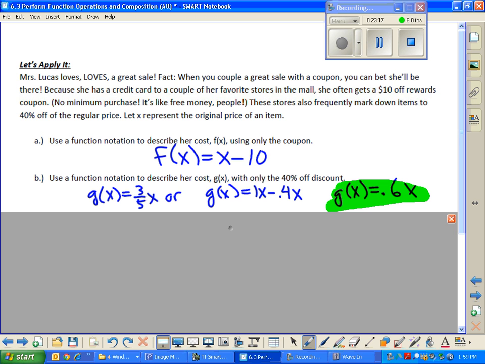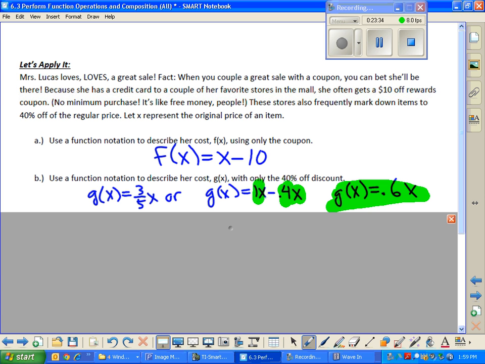Also, I think Emily was using this approach. She thought, well, I'm going to pay x originally, and then I'm going to take off 40% of that cost. Again, you're just combining like terms. 1 minus 0.4 is 0.6. So that was good too.